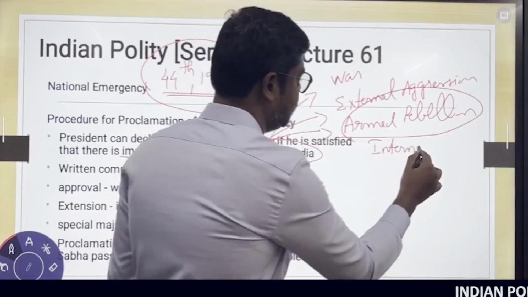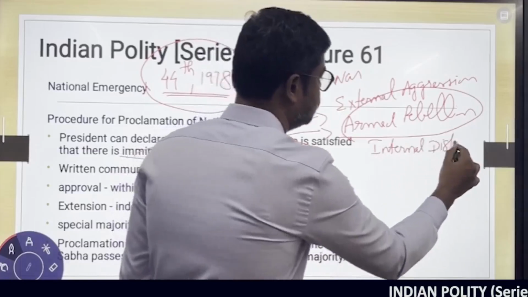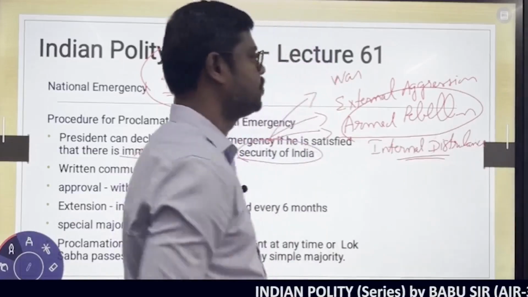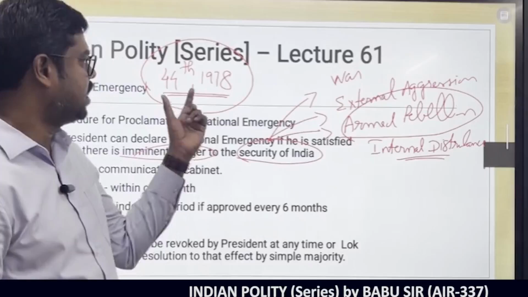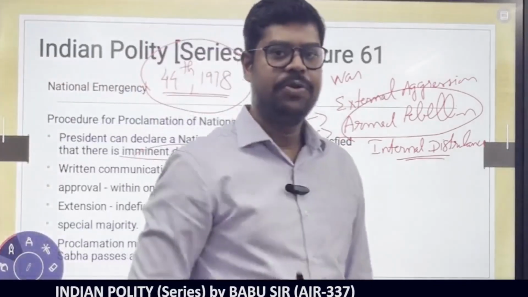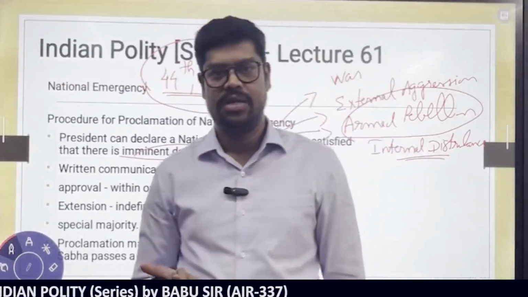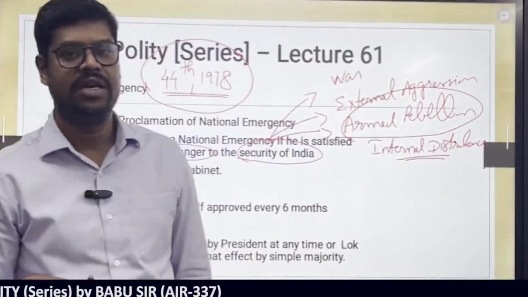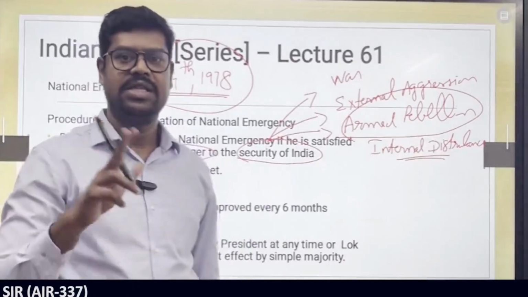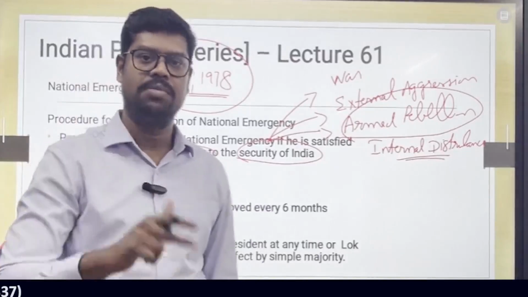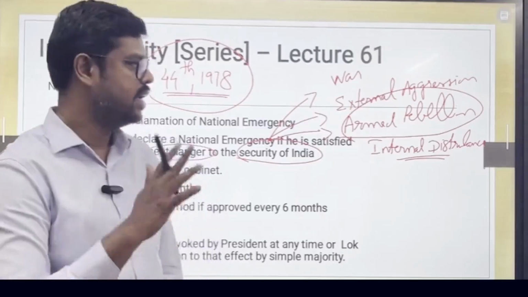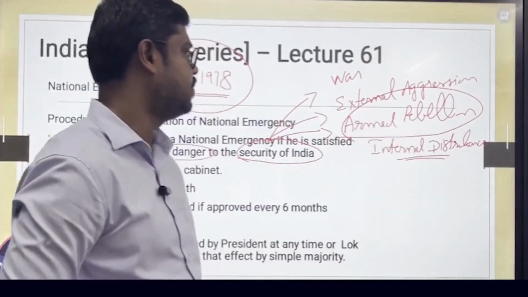In fact, the third national emergency in 1975 was on the grounds of internal disturbance. But this word internal disturbance was taken away by the 44th Constitutional Amendment Act, and they brought in the words armed rebellion. The difference between internal disturbance and armed rebellion is that in the case of internal disturbance, there is no need for people to take up any arms. Whereas in the case of armed rebellion, if people take up arms and fight against the government, and therefore there is a national security threat, then the president can go for national emergency.